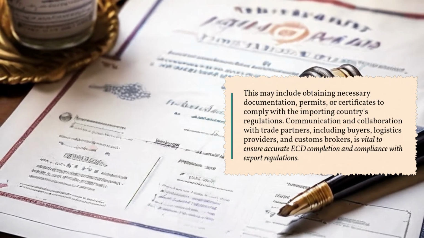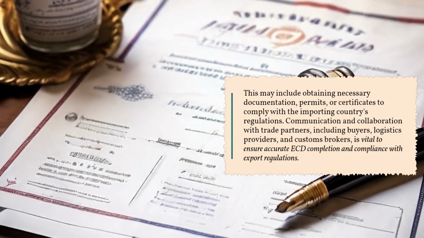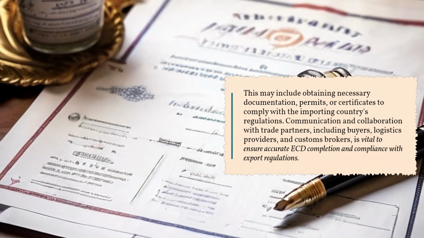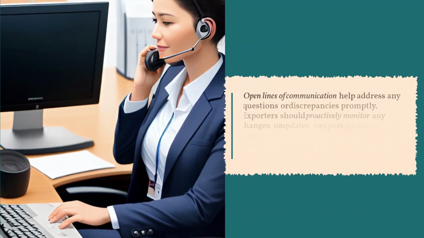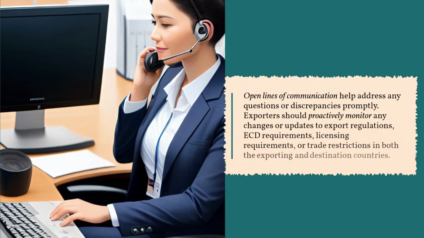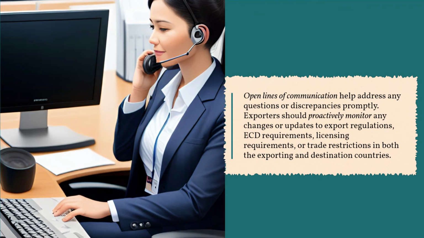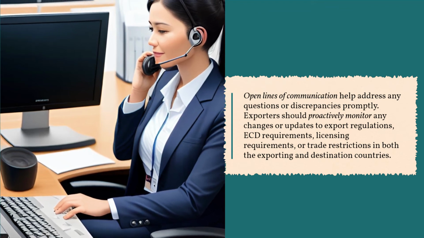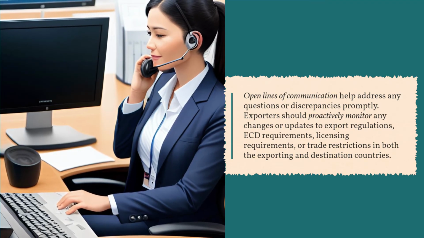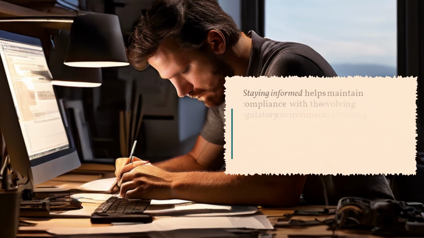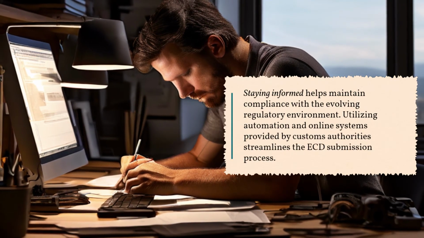Communication and collaboration with trade partners, including buyers, logistics providers, and customs brokers, is vital to ensure accurate ECD completion and compliance with export regulations. Open lines of communication help address any questions or discrepancies promptly. Exporters should proactively monitor any changes or updates to export regulations, ECD requirements, licensing requirements, or trade restrictions in both the exporting and destination countries. Staying informed helps maintain compliance with the evolving regulatory environment.